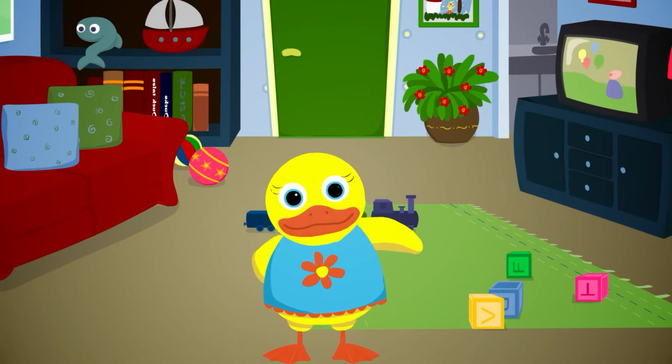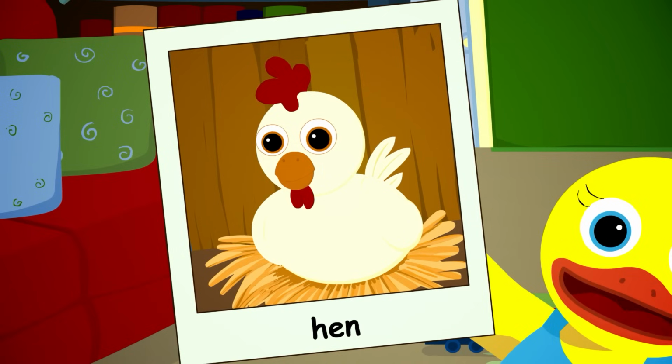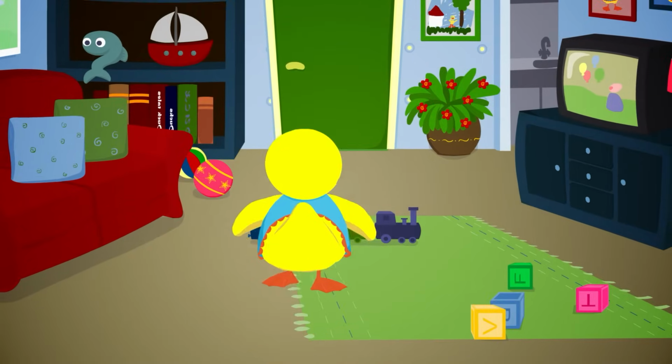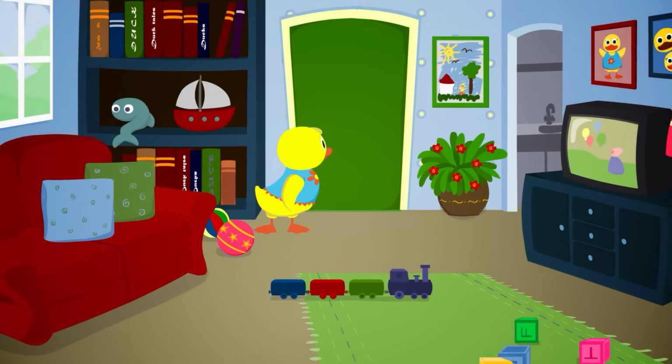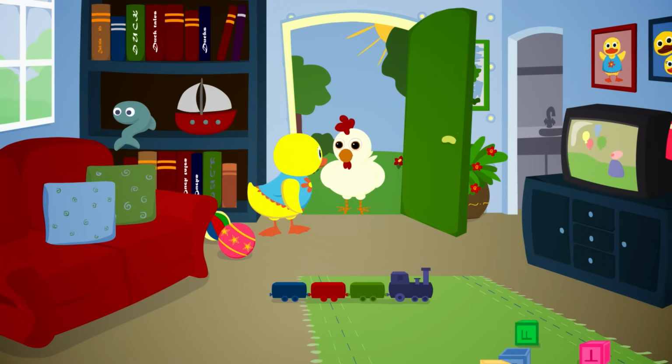I know! A hen. Hens are birds that live on farms. They lay big white eggs, which they can sit on all day and all night. It must be my friend Helen the Hen. Are you here to visit your friend Tillie? That's me. I'm Tillie. Yes, I am. I thought that we might have a play date. Can I come in? I was right. It's my friend Helen the Hen.